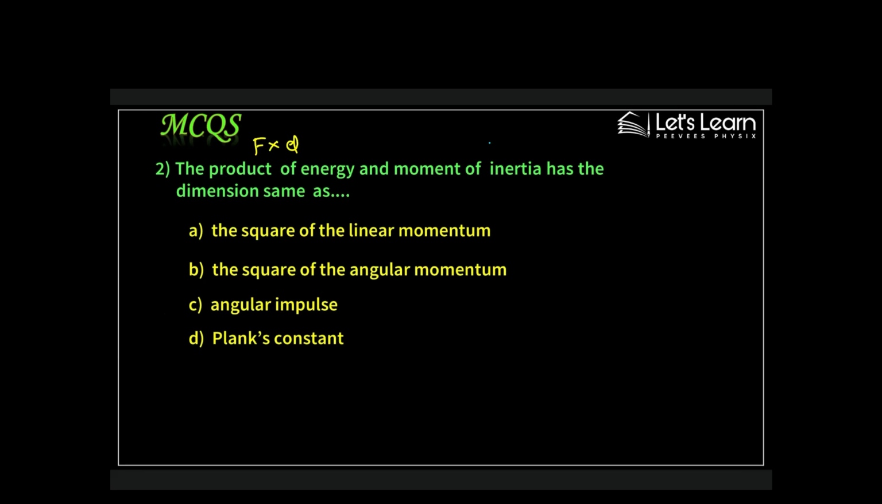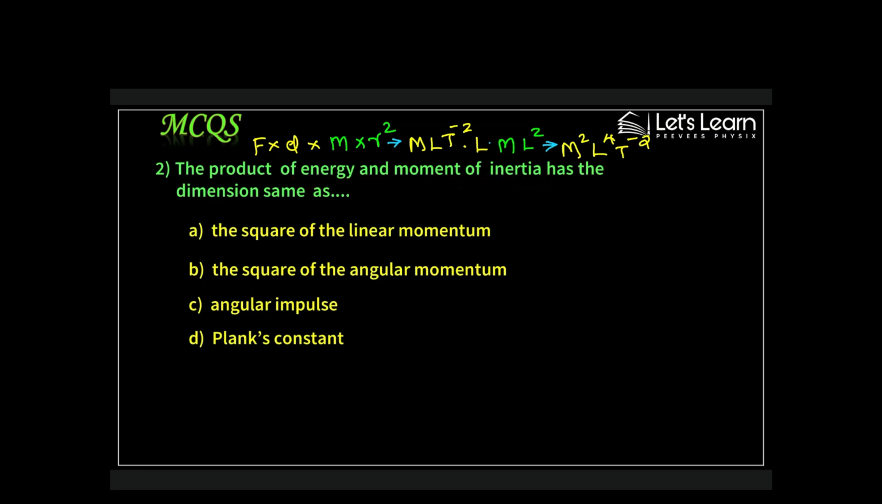Energy is F times D and moment of inertia is M times R squared. Dimensional formula of F is MLT to the power of minus 2. Dimensional formula of D is L, and dimensional formula of M is M itself, R squared is L squared. Taking the product, M to the power of 2, L to the power of 4, T to the power of minus 2. So this is the dimension of the product of energy and moment of inertia.